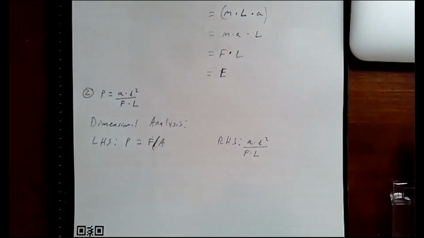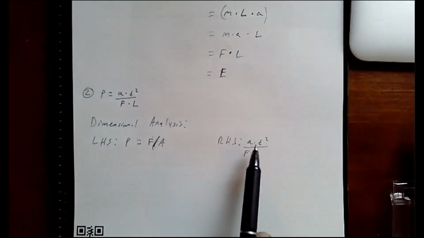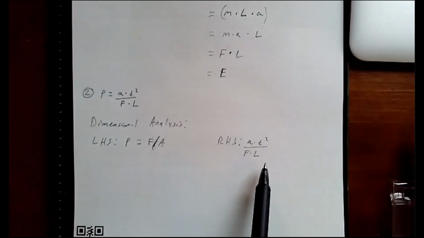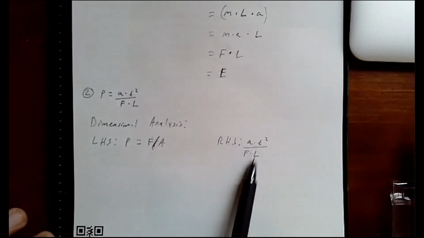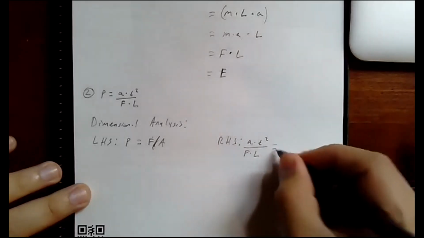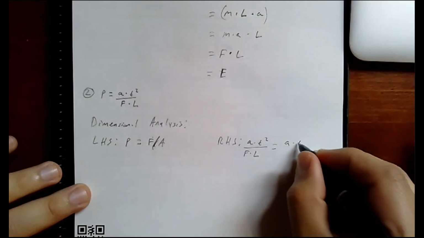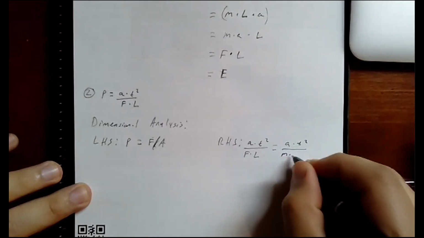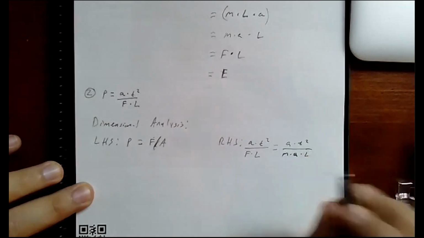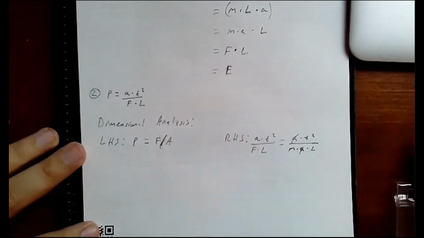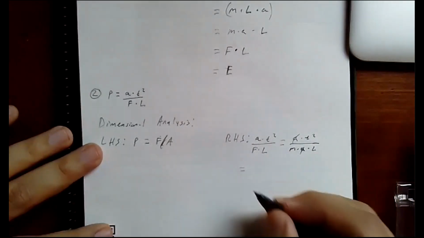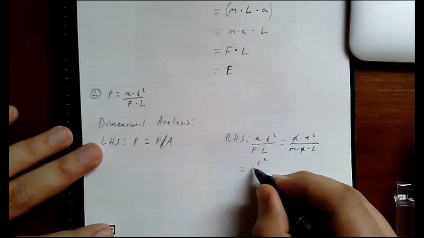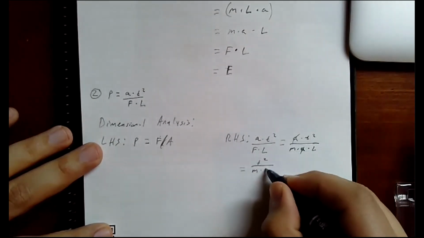All right, so we want to figure out how I can make this into capital F over A, right? So first things first, let's separate the pieces. Maybe that will help here. So we know that F is MA, so let's start with that guy, right? And we can cancel the A's now. So now we're left with T squared over M times L.